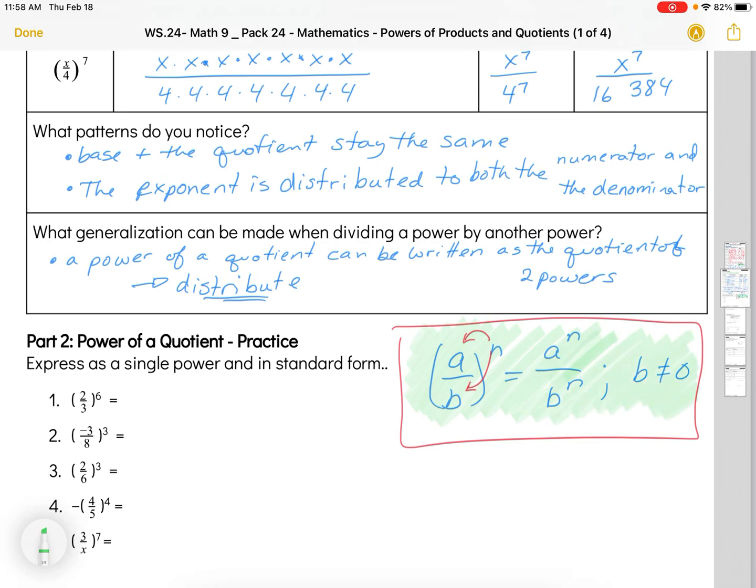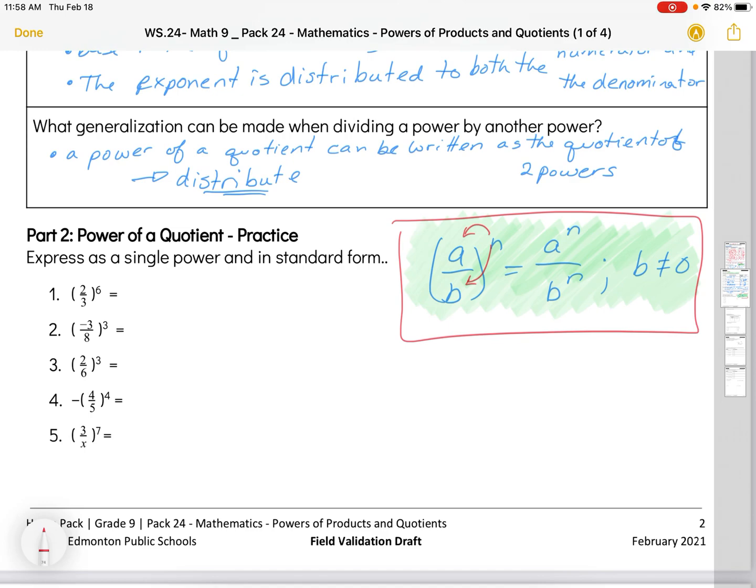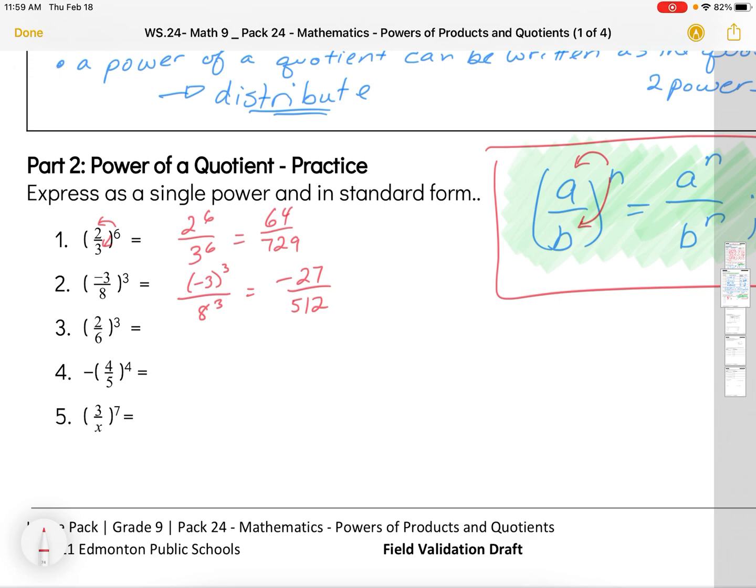It's just about distributing. I am happy to bring in variables because these rules apply when they're variables or when they're numbers. So let's take a look. So this one here, my apologies, we would distribute that 6 to both the top and the bottom. So we'll get 2 to the 6 over 3 to the 6, which is equal to, if we evaluate each of those, 64 over 729. Here we'll get negative 3 to the 3 over 8 to the 3, which is negative 27 over 512. Sorry about the space. It got kind of tiny in here. The next one is going to be 2 to the 3 over 6 to the 3, which is 8 over 216. Now this can be reduced further because 8 goes into 216. So we can also write it as 1 over 27 by reducing our fraction by dividing the top and bottom by 8. Tricky.